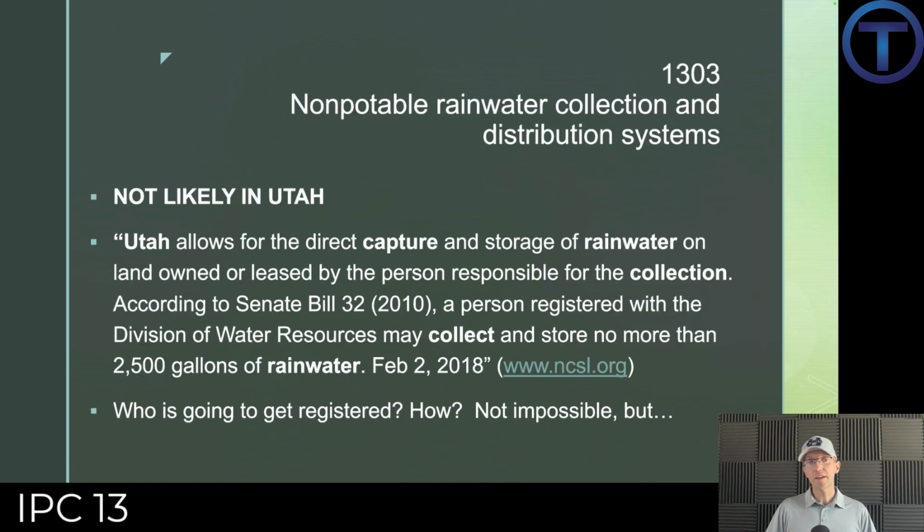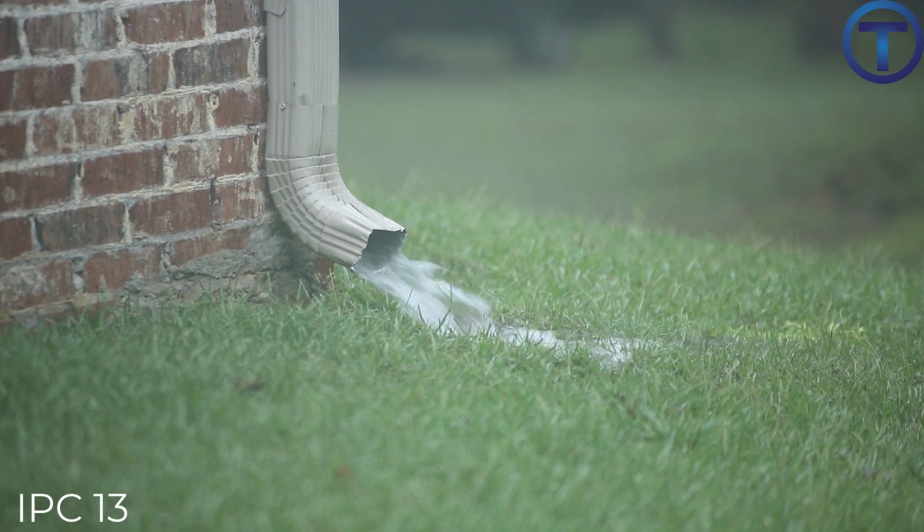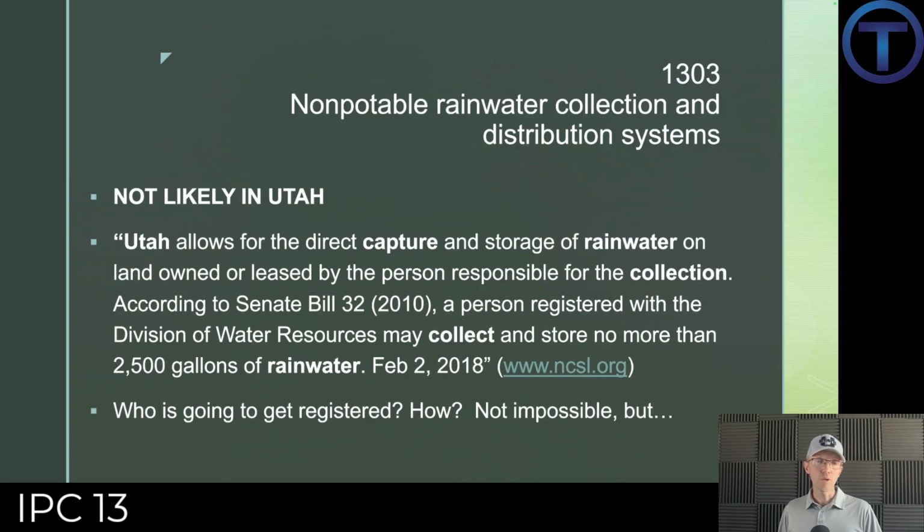Let's consider for a minute 1303, which goes over non-potable rainwater collection and distribution systems. Do you know the laws in Utah regarding the collection of rainwater? From a logical standpoint, it makes very much sense. If water's just falling off my roof and I'm in need of water, I can just collect that, right? It just kind of makes sense. But there are actually laws in Utah against the collection of rainwater, because what they want to have happen is all that storm water hits the ground, sinks down into the aquifers, and then we can pull it back out and use it, right?